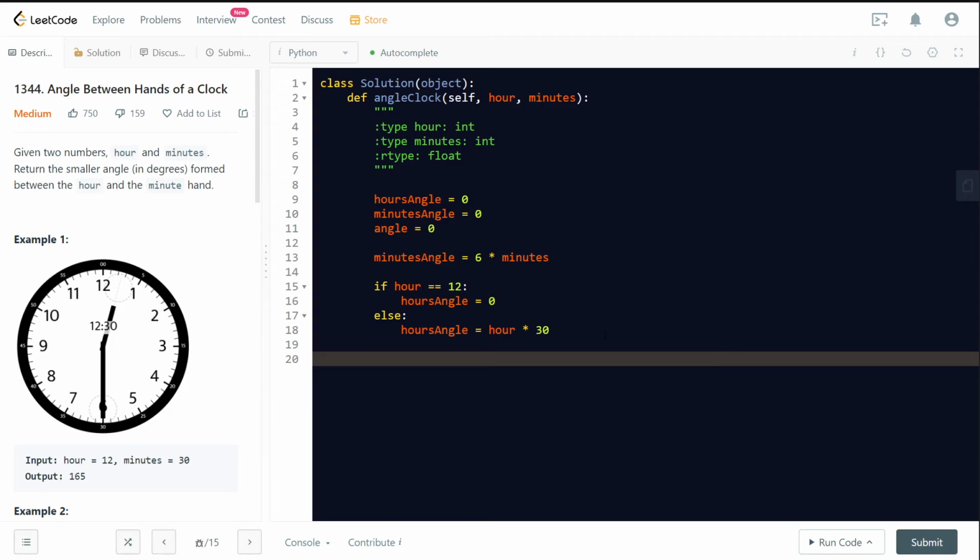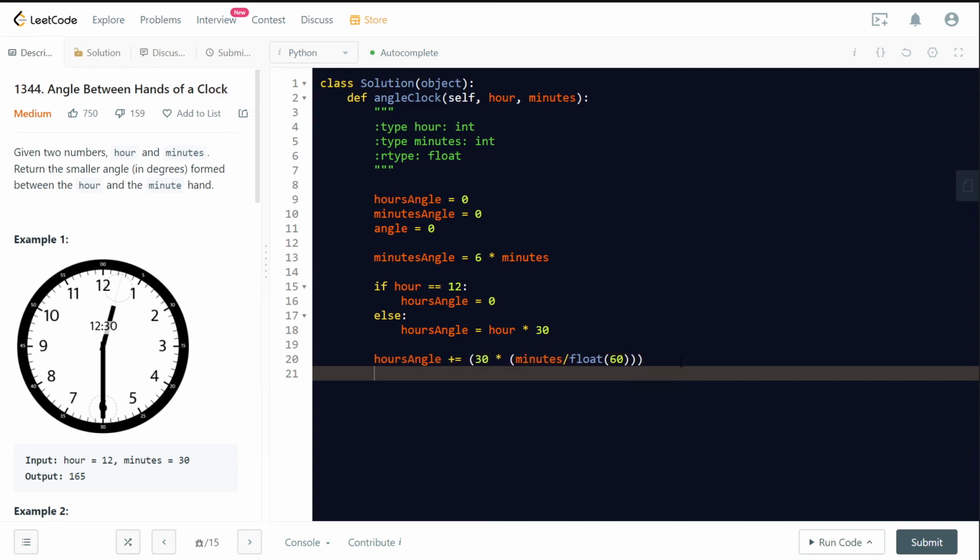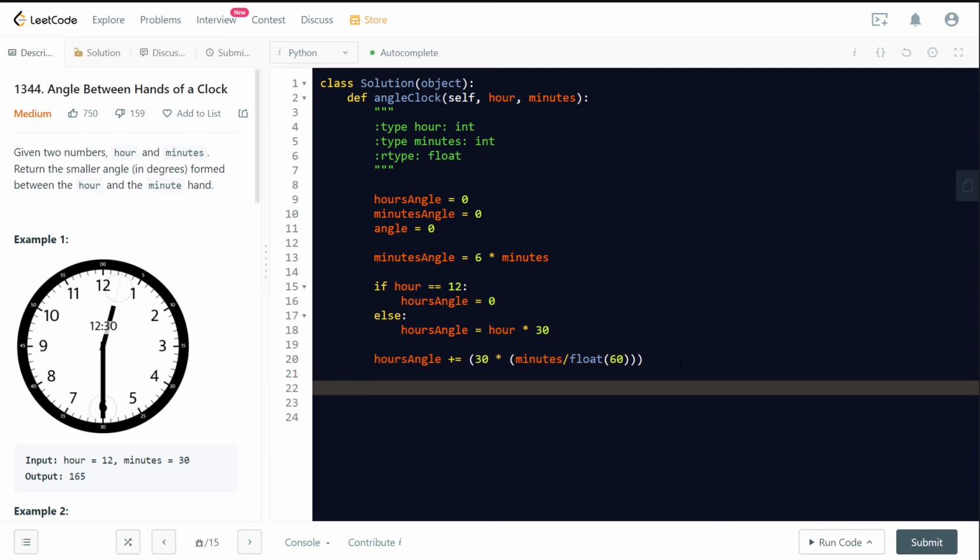And like we discussed in the math previously, we want to now add to our hours angle on top. We want to add how far that minutes angle is pushing us through the smaller subsection. And we've already done that math. So it's going to pretty much be 30 times the minutes divided by 60. I actually had some issues with this before, so I had to do float over 60. I don't know if you have to do that for your example, but I already knew that's an issue, so I'm going to add the float here because it was doing some integer stuff and it was messing me up. So now that we have the hours angle and the minutes angle, we can now say this.